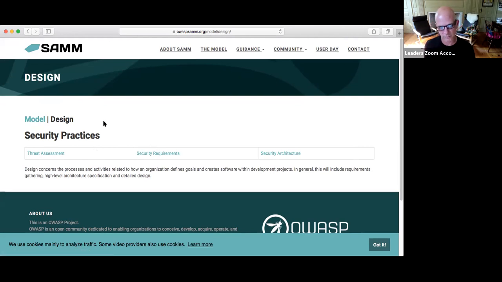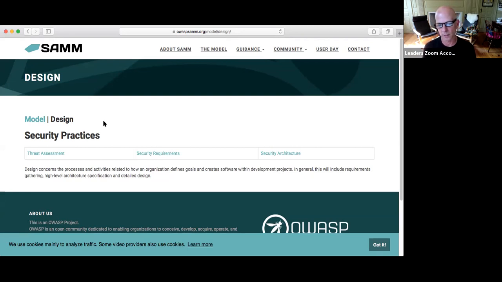And as we can see here, design is concerned with those practices and activities related to how your org defines goals and creates software within development projects. This includes requirements gathering, high-level architecture, specification, and detailed design. A very quick way of introducing it into your organization as a pattern of thinking is to say that you're focused on security by design. And these are the practices that will help you achieve that principle when you're building software.